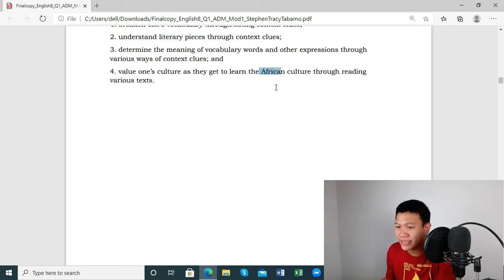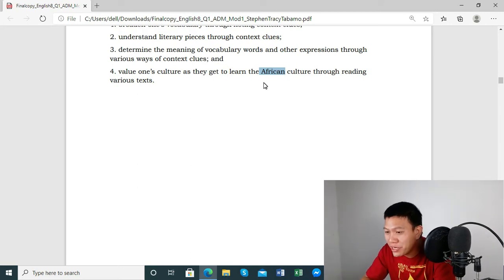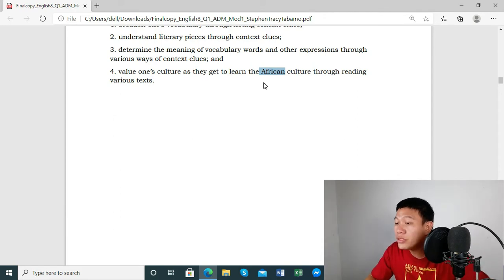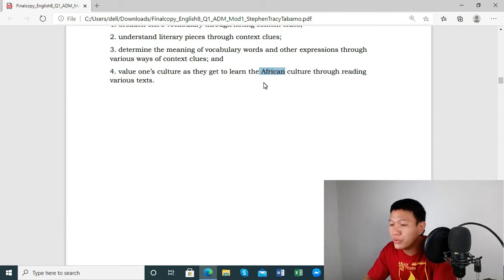through reading various texts. My dear grade 8 students, English 8 is Afro-Asian literature, meaning to say, you will read different literary pieces which are written by African writers. And as you read and learn African literary pieces, you will also be able to understand and appreciate African culture.